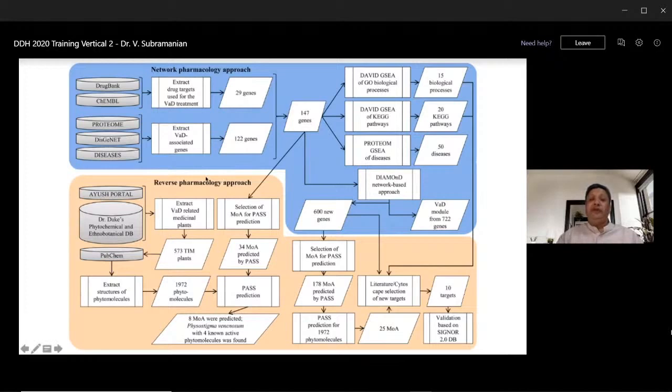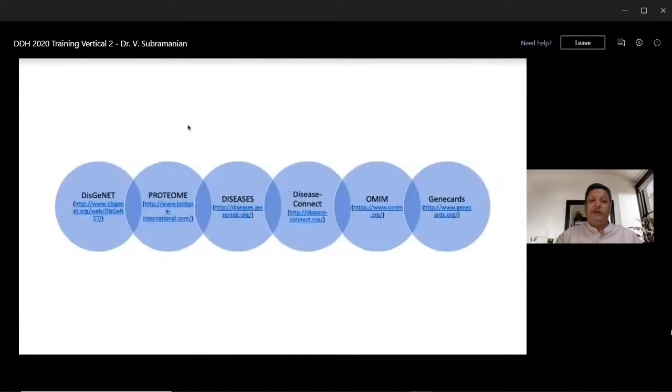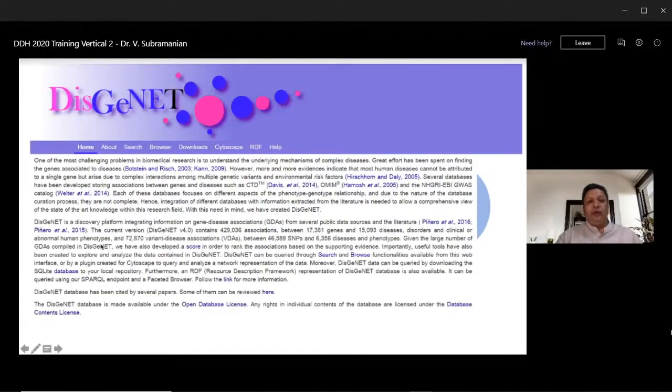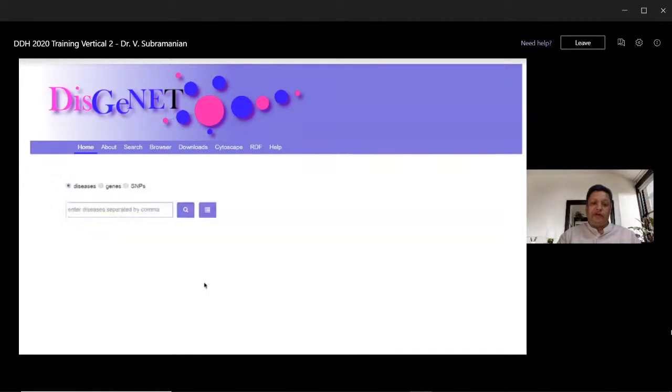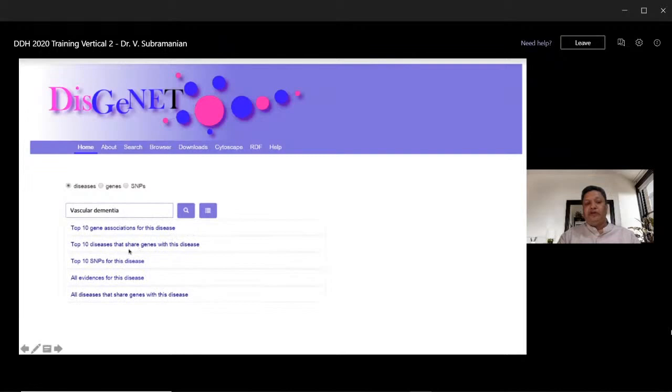The second thing we did is we tried to find out the genotype-phenotype association for the disease-associated genes. And here again, you will find a number of sources. DisGeNET is there, Proteome is there, DISEASES, DiseaseConnect, and then GeneCards. You can use any of these, but we tried with DisGeNET. This DisGeNET is a web service which gives you the genes associated with a particular disease. If you put the name of the disease, vascular dementia, for example, we are going to have the top 10 gene associations.